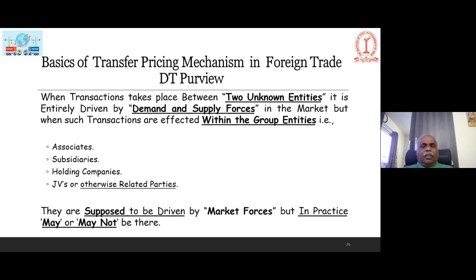They are supposed to be driven by market forces, but in practice, it may happen, it may not happen. Incidents are increasing. That's why the government is worrying about the revenue.